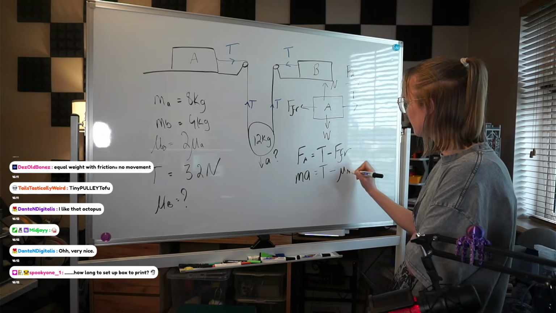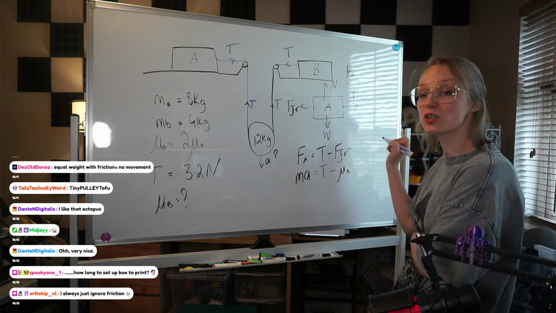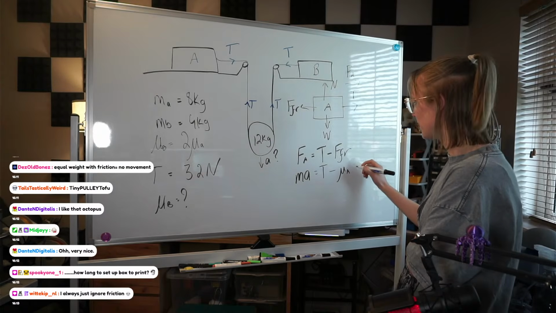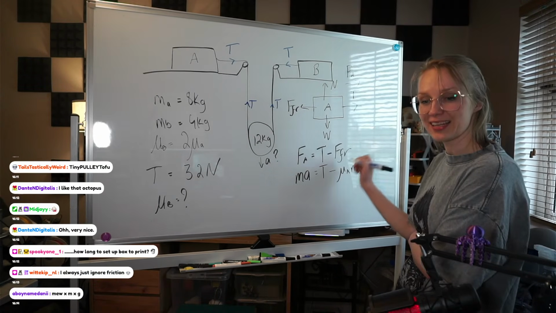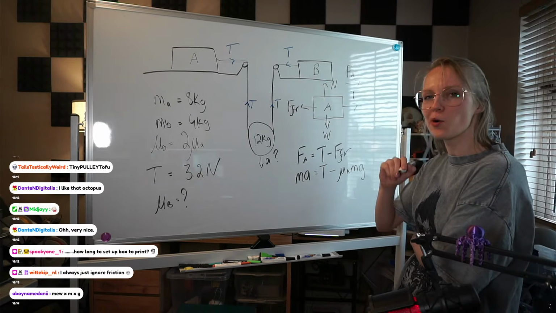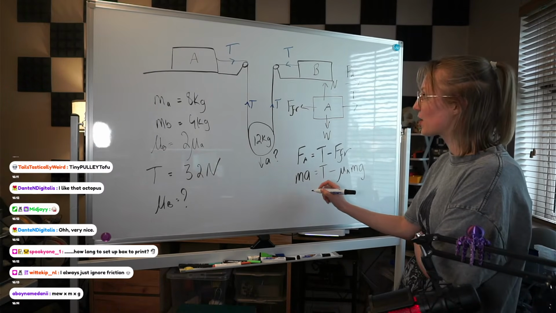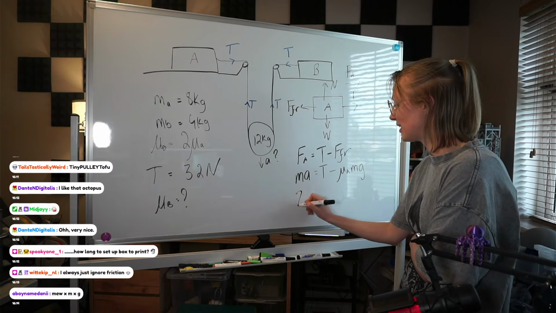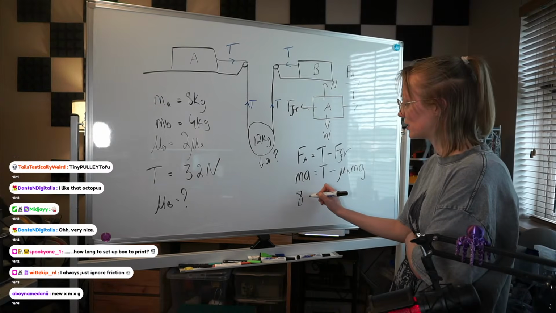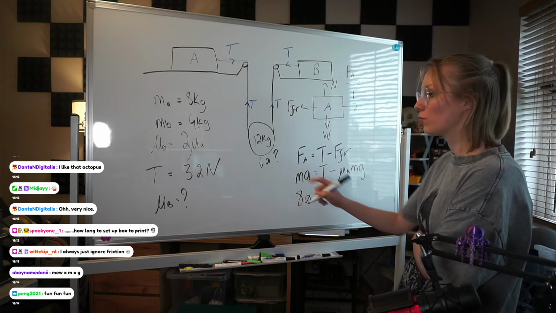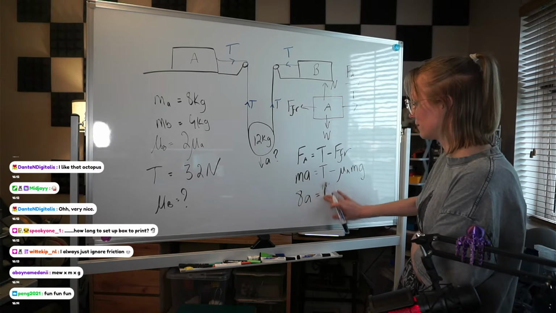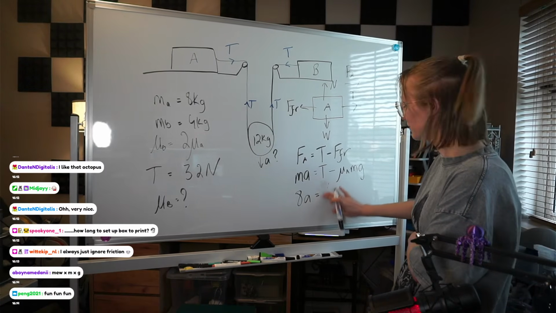You have mu A times the normal. And the normal is just the weight down, which is mass times gravity. There we go. So that becomes, we know what the mass is, it's 8. We don't know what the acceleration of it is, it's A. We don't know what T is equal to. Oh, we do, it's 32. I'm a liar. Sorry, I'll take it back.